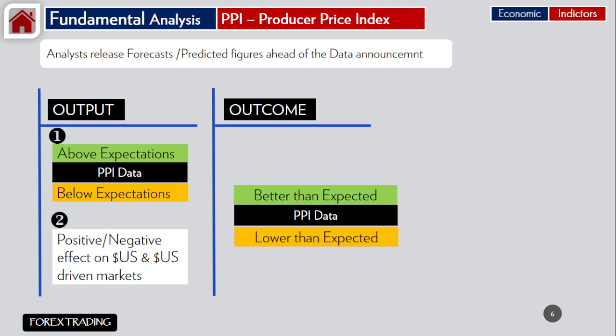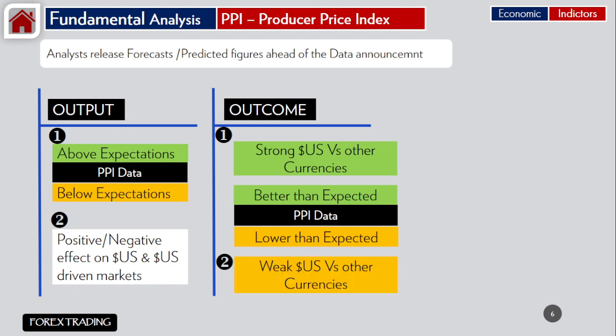So if PPI data is better than expected or lower than expected, so if it is better than expected, then we can see there's a strong US dollar and it is better and strong against other currencies. And if it's lower than expected, then we can see US dollar is weakening against other currencies in the market as well.